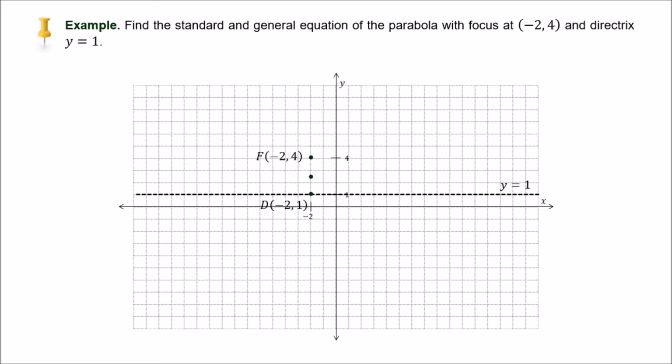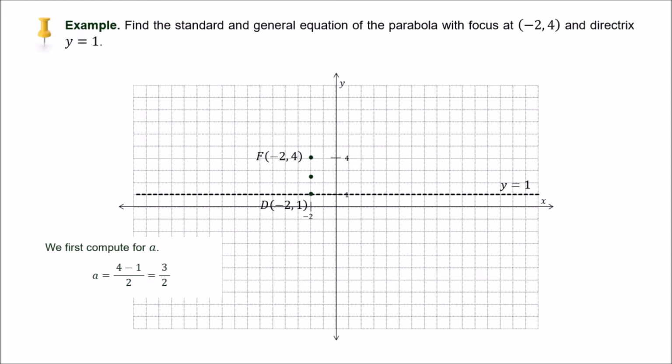In order to derive the standard and general equation of the parabola, first we need to compute for a. Since a would be the distance between F and the vertex, or the vertex to the point D on the directrix, from the figure, we can see that we can compute for a as 4 minus 1 divided by 2, which is equal to 3 over 2.